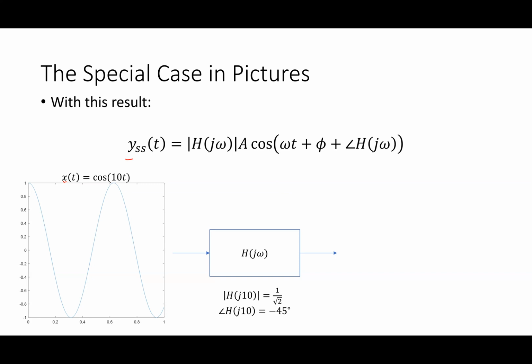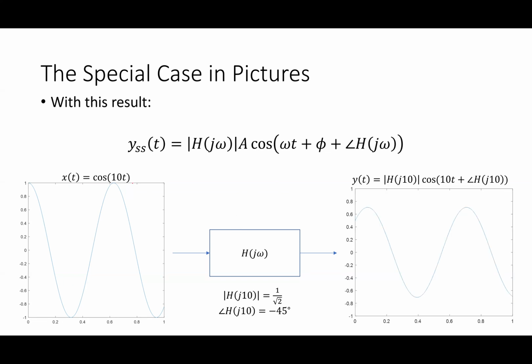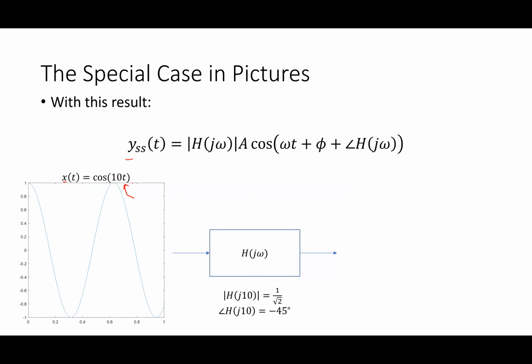So, if I have x of t equals cosine 10t, what is the frequency that I'm looking at? Cosine 10t. 10 is the angular frequency. Well, yeah, sure. What's its angular frequency? So we just divide 10 by 2 pi.